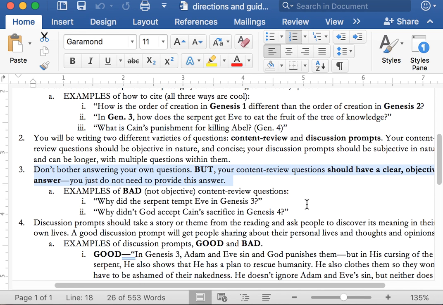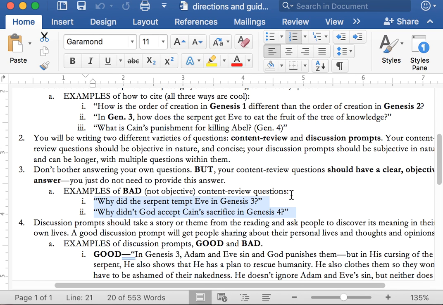So I have some examples of bad questions, questions that aren't objective. Things like, why did the serpent tempt Eve in Genesis 3? We don't know. It's not in the text. It's a bad content review question because there's no possible answer, or like no one possible answer. Or why did God choose Moses to lead the Israelites? It doesn't say exactly like, and God chose Moses for these reasons. Therefore, it would be a bad question.